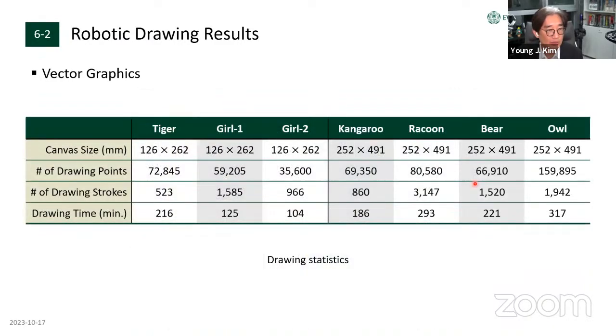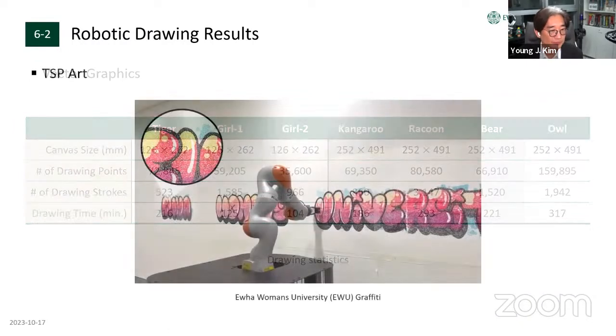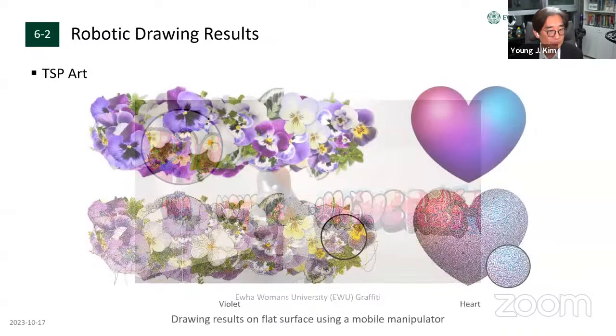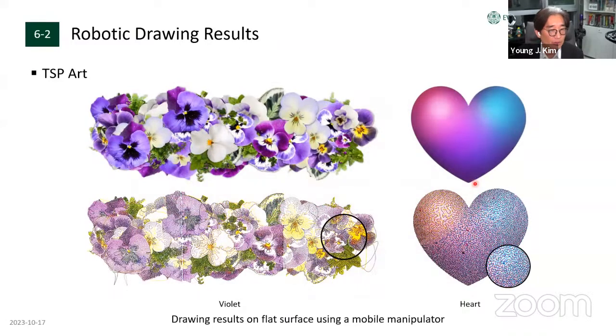These are some statistics for those results. And this is the result of TSP art. The top is the input image, and the bottom is the robotic replication of the input using TSP art.